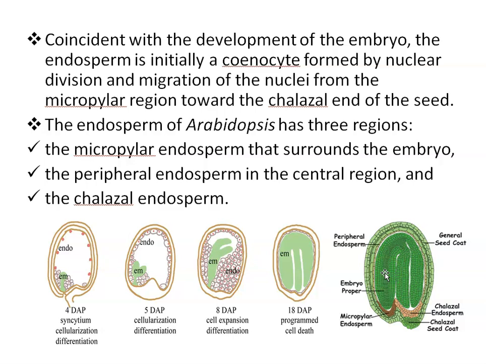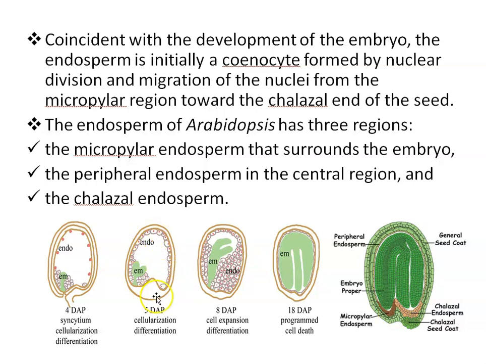The endosperm of Arabidopsis has 3 regions that become distinct as the seed grows: the micropylar endosperm, which surrounds the embryo, then the peripheral endosperm in the central region, and the chalazal endosperm. Beginning at the third stage of embryogenesis, approximately 5 days after pollination, the endosperm cellularizes.